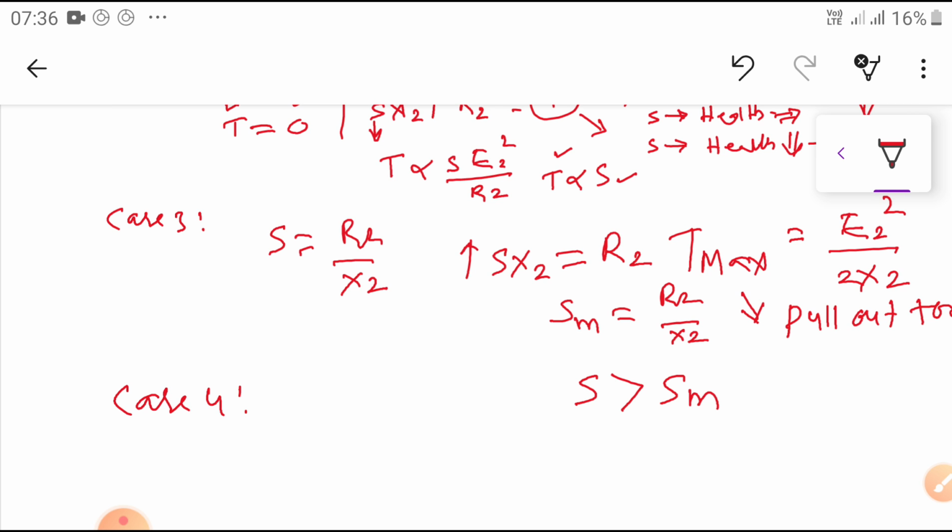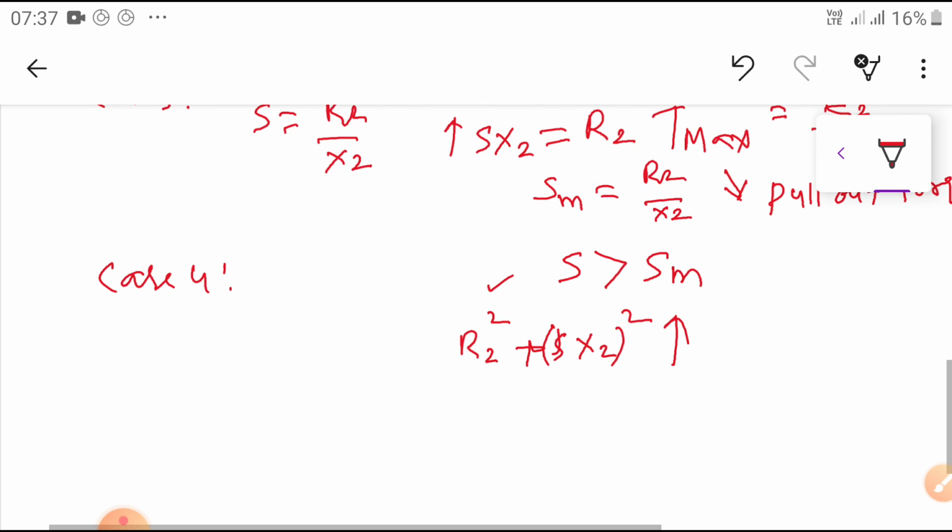Then what will happen? In the formula, the term R2 whole square plus j of S X2 whole square. In this case, this term dominates the other. Now in this case, your total product is very high as compared to the other term, so R2 is neglected in this case.